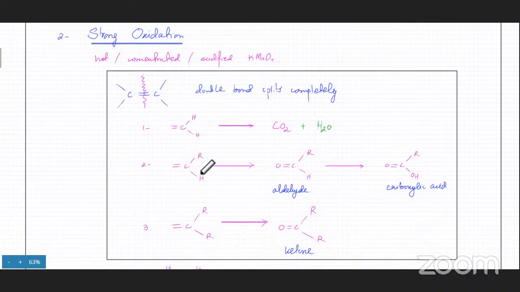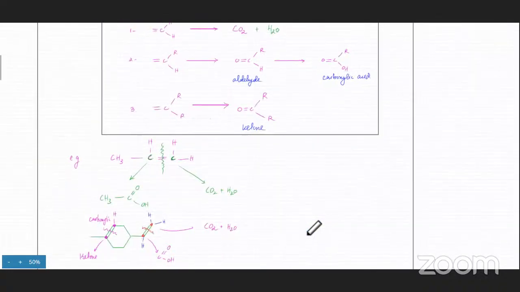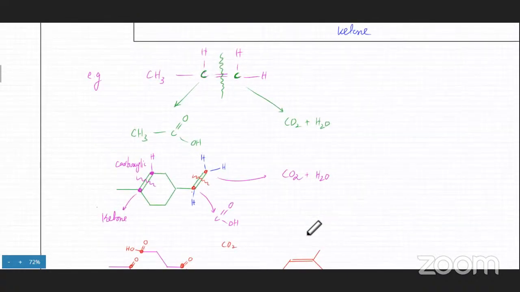The second scenario is the double bonded carbon atom had just one hydrogen and one carbon chain. That would change into an aldehyde and then a carboxylic acid. And the third one was, if it's bonded to two carbon chains, it's going to change into a ketone. For example, if you have a propene molecule, the double bond is going to completely break in strong oxidation. This side is bonded to two hydrogens, that's carbon dioxide and H2O. This side is bonded on one side by a carbon chain, so this carbon would change into a carboxylic acid.